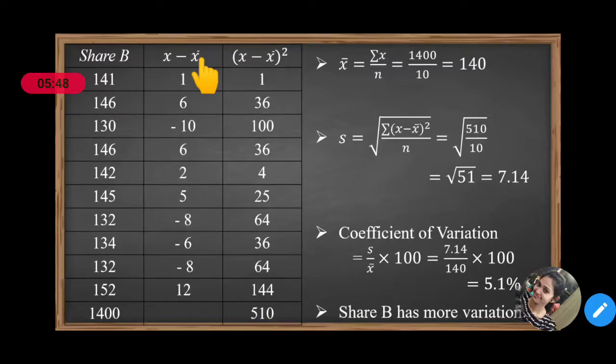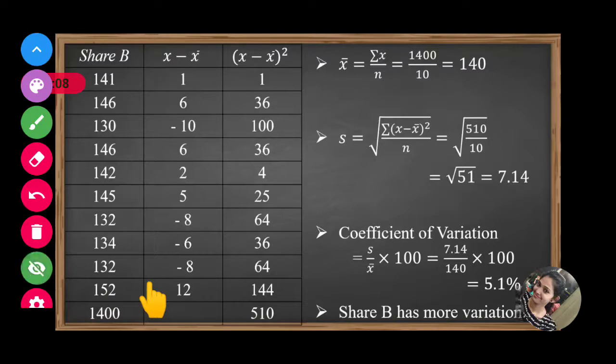Now let's find it for share B. In the same way, share B prices are given for the 10 days: 141, 146, 130, 146, 142, 145, 132, 134, 132, 152. And the total of this entire column is 1400. Now find first x bar.